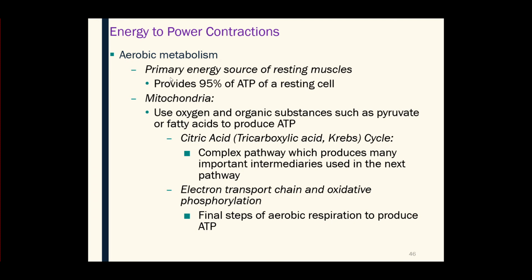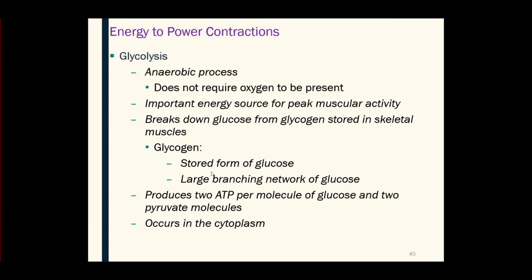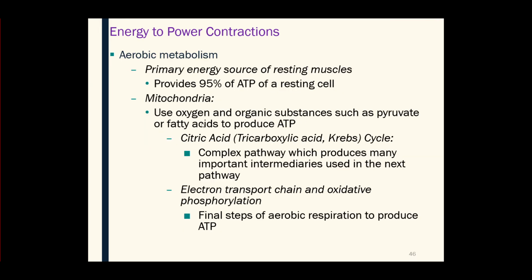So this is the primary energy source of resting muscles. It provides about 95% of the ATP. So this is really what we rely on. And like I said, it occurs in the mitochondria. Oxygen has to be present, and then we have to metabolize different organic substances. I put here as an example pyruvate. Watch this, I'm going to go back a minute, which we just saw over here. So we can burn this if it's in the cytoplasm. Also fatty acids, right? Long chain fatty acids.